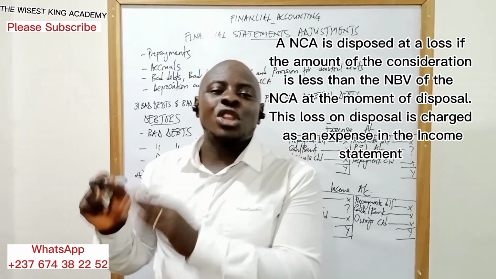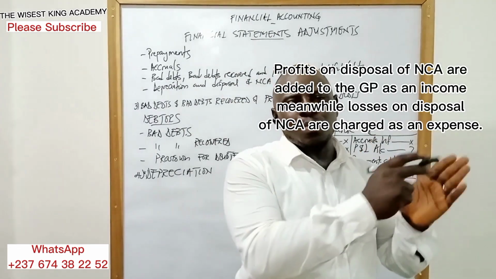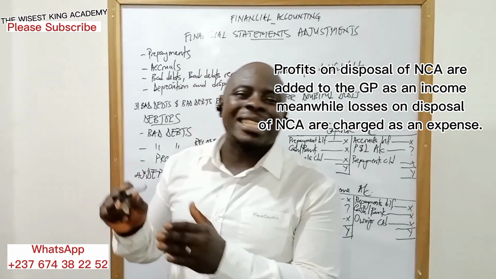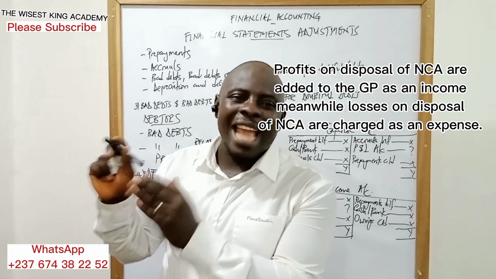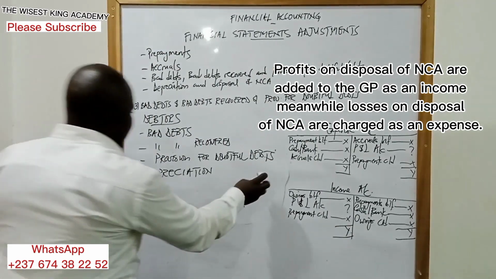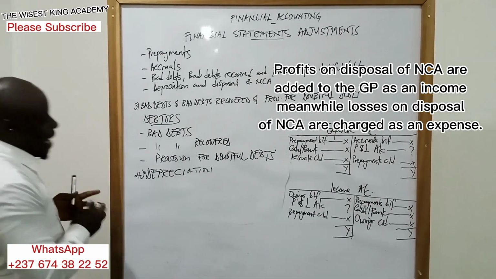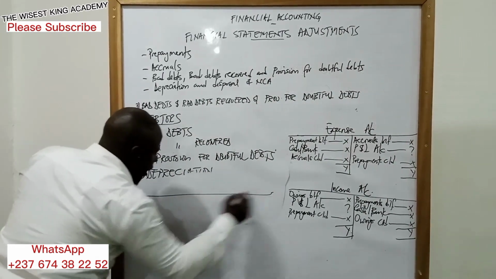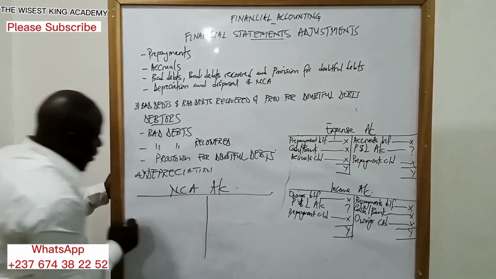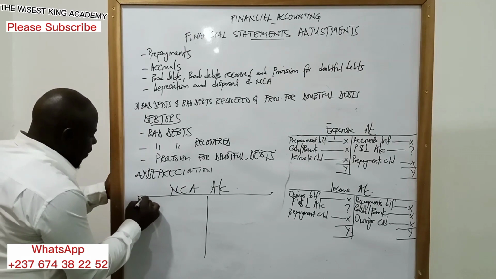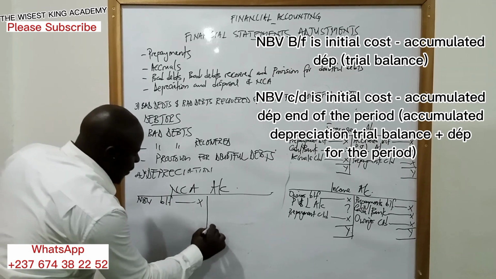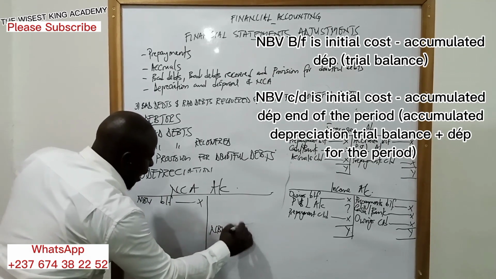Profit on disposal of non-current assets is added to the gross profit as an income. Meanwhile, losses on disposal of non-current assets are charged to the income statement as expenses. So this is what we need to know. Now I'm going to put down a non-current asset account. This is a non-current asset account. Now here you might have the net book value brought forward. Here you have the net book value carried down.